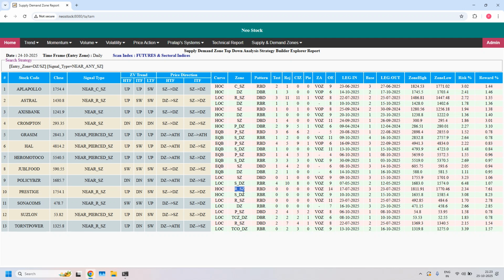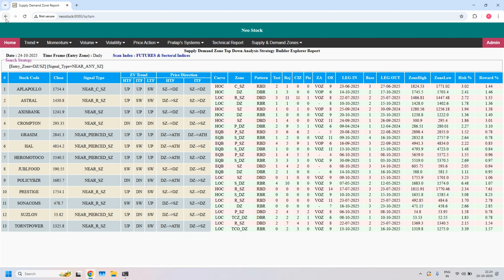Next one, Prestige is having a daily high liquidity supply zone. Next, Sonacoms is having a daily high liquidity supply zone. Torrent Power is a piercer zone, not valid. So total we got 3 daily high liquidity supply zones from this list.